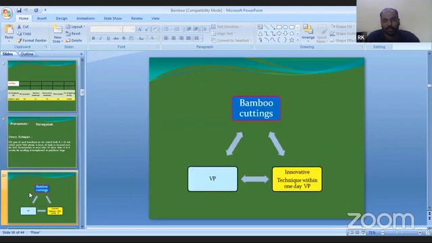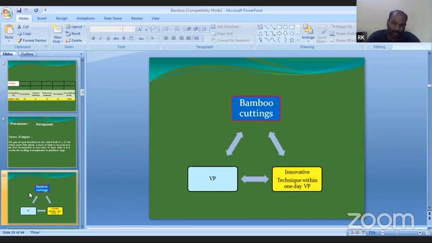Bamboo cuttings. We already discussed that bamboo has two techniques. One is seeds to propagate the seedlings. The second thing is cuttings. So what is meant by the cuttings? VP, that is scientific technology. What is VP? It's vegetative propagation, or mass propagation, or clonal multiplication technology.